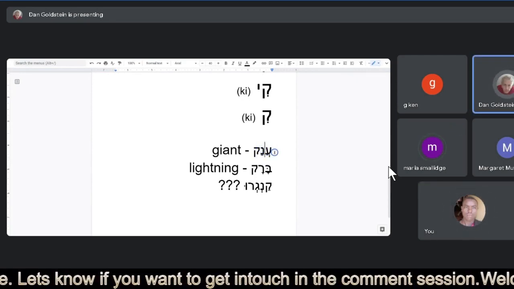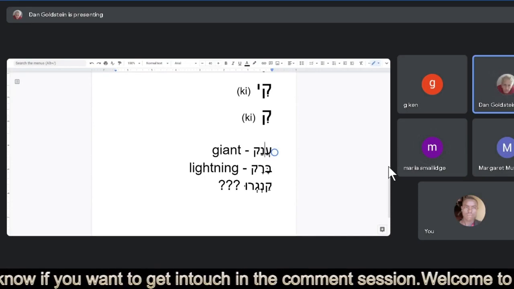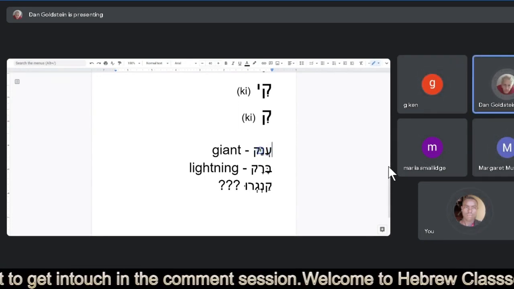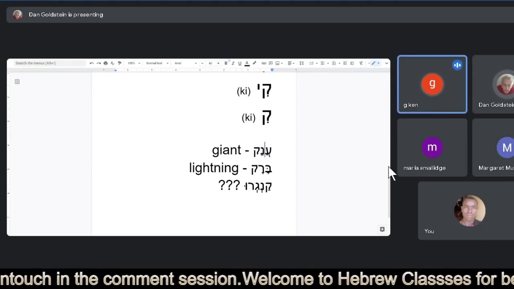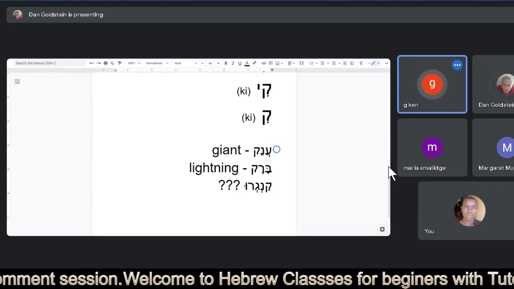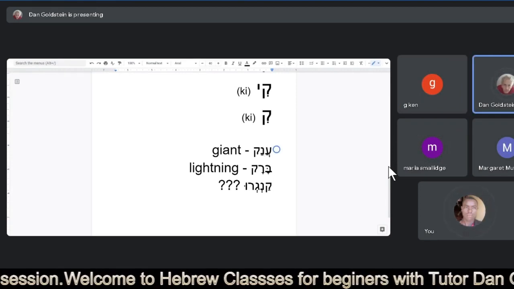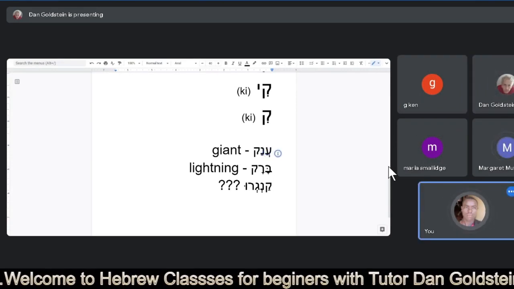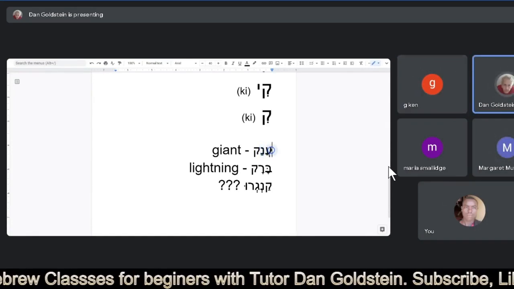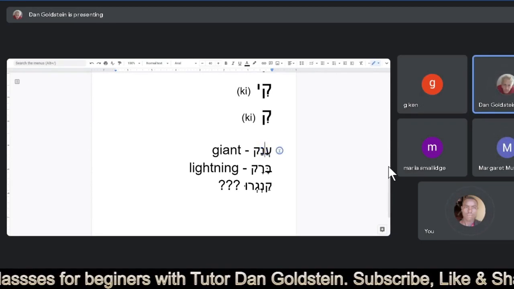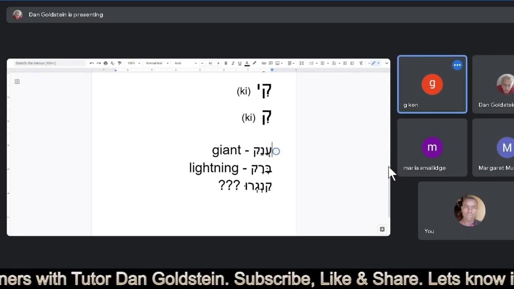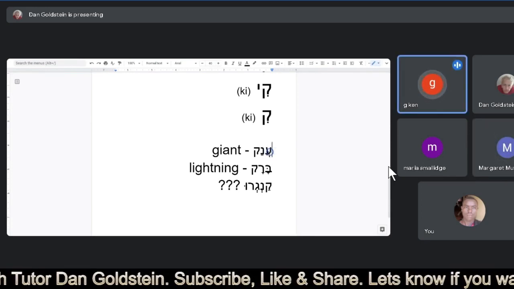Margaret, can you recognize the second letter as our nun? I think it is very much recognizable. Okay, on my side, I'm okay with it. Margaret, this is a nun. So it's ayin, nun, kuf, anak.